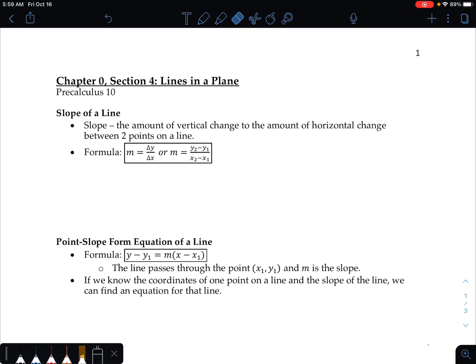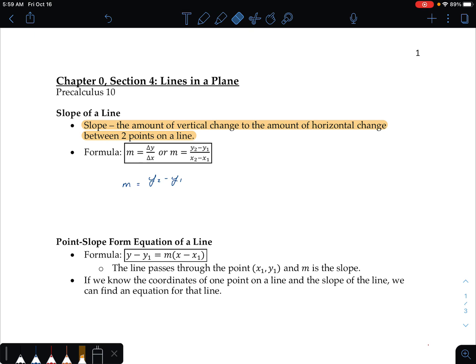Okay, gentlemen, today we're going to look at the start of our linear functions. So first we look at slope, which is something you probably have seen before, right? The slope is the amount of vertical change in a ratio to the amount of horizontal change between any 2 points in a line. Okay, and we see our formula written right there, right?